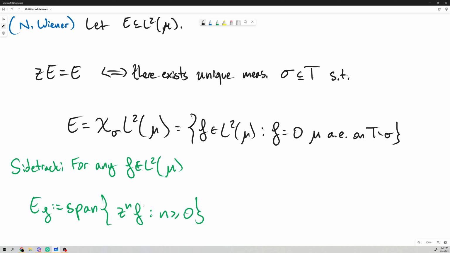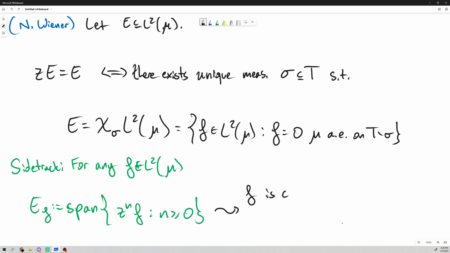Right, this is invariant. Why this is interesting, and this will be the end of the sidetrack, is we want to know when functions satisfy this notion called cyclicity. We say f is cyclic. I'm not going to talk about it this time, but maybe next time. f is cyclic if this actually generates the whole space L2 mu. Something interesting, but anyway, that was the sidetrack. But let's get back to the proof.